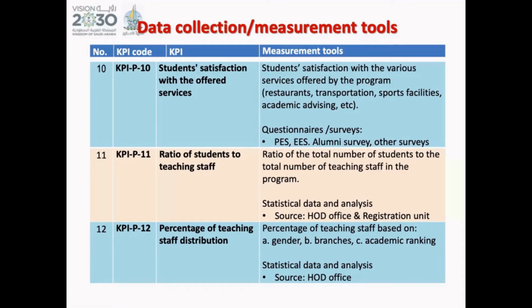For KPI number 12, percentage of teaching staff distribution. This is based on gender, branches, and academic rank. Based on gender, how many female and male. For branches, we have the main campus and branches; in physics, for example, we have 2 branches, Samta and Arda. And academic rank: how many PhD, and also professor, associate professor, and so on. Again, this is statistical data, so it is easy to get. Normally we can get it from the department office.